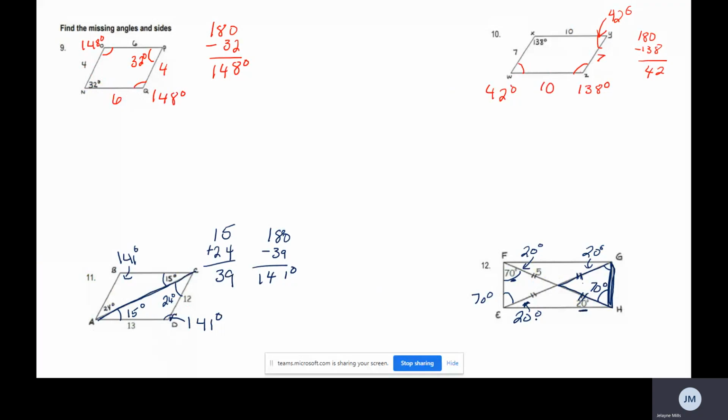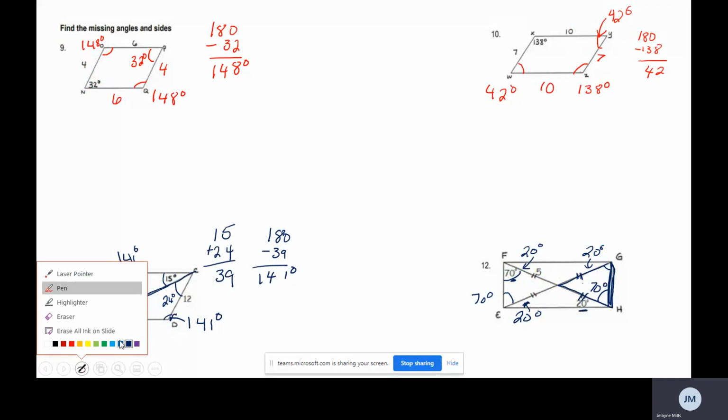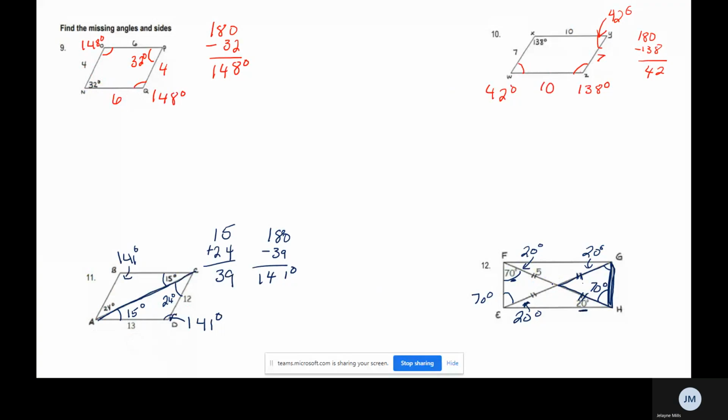If I wanted to find out what the angle is right here in the middle, all I would have to do is 20 plus 20 equals 40. And then 180 minus 40, and that's going to give me 140.